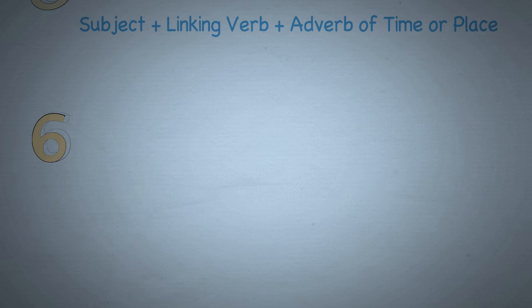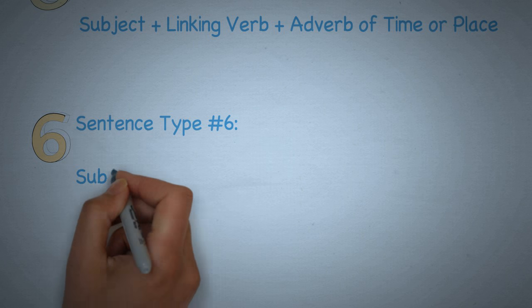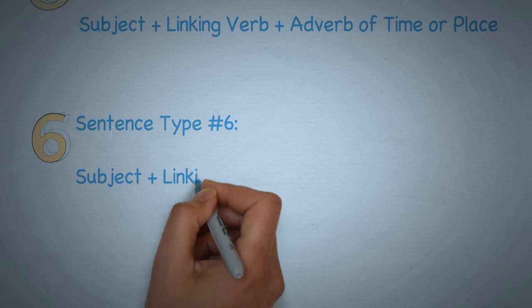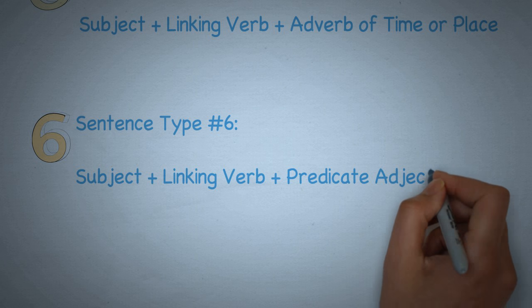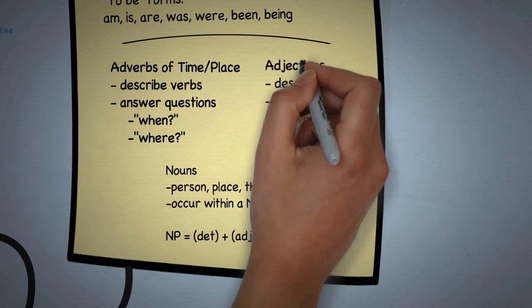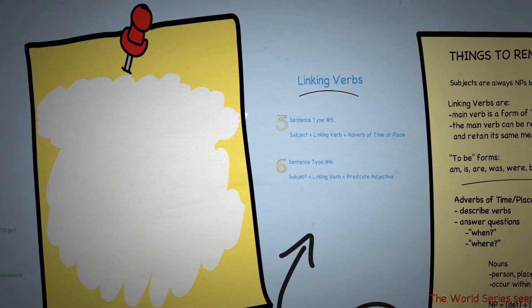In sentence structure number 6, the thing that follows the linking verb is an adjective instead of an adverb, as we saw in sentence structure number 5. Sentence structure number 6 is a subject followed by a linking verb followed by a predicate adjective. Recall that an adjective describes a noun or pronoun and answers the question, which kind, what type, or how many. Let's look at the sample sentence, the World Series seemed exciting.